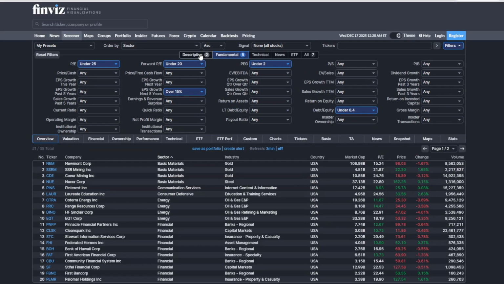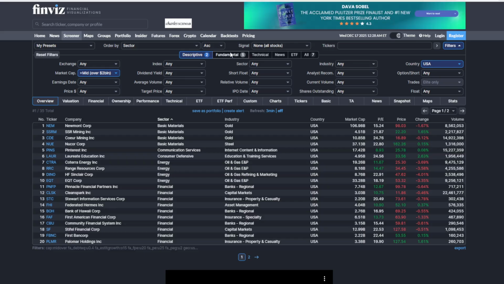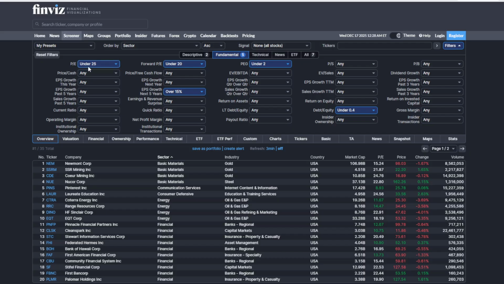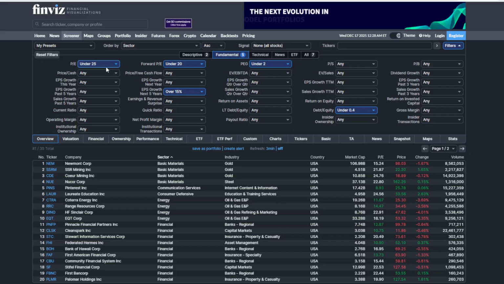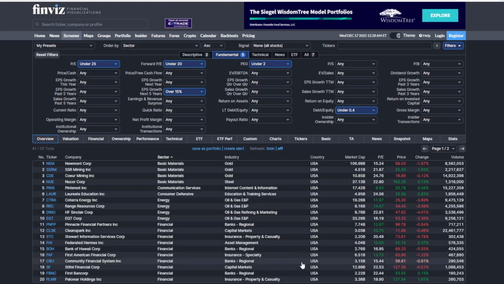But if you have these 2 descriptive metrics, mid cap over 2 billion, United States companies, and you whittle it down by these 5 fundamental metrics: PE under 25, forward PE under 20, PEG under 2, EPS growth over 15%, and debt to equity under 40%, you will have a fantastic starting place for many, many stocks to add to your portfolio. So thanks for watching.